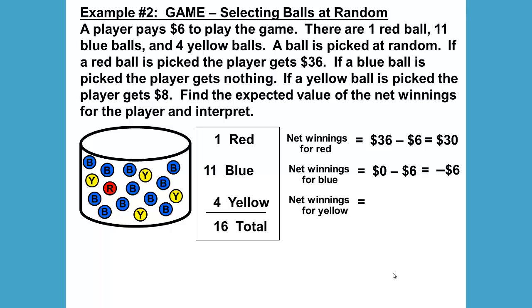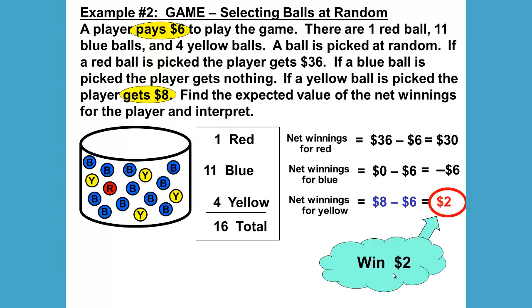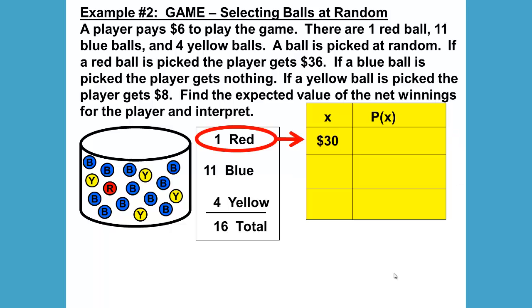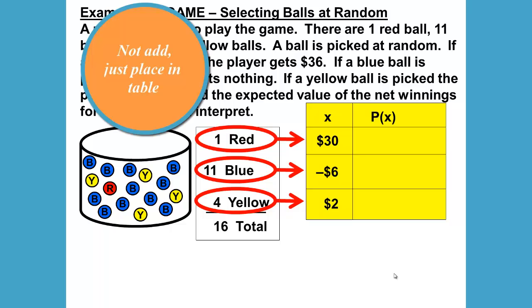Net winnings for yellow: it pays 6, you get 8. 8 minus 6 would be a gain or a win of $2. This gives us our net winnings for each color and thus our x's or our data values. $30 for red, negative 6 for blue, and $2 for yellow. We can add those and put those in our table.